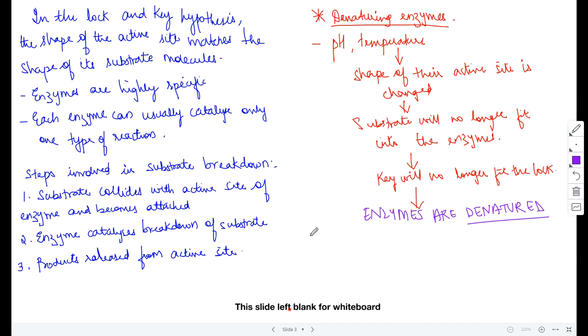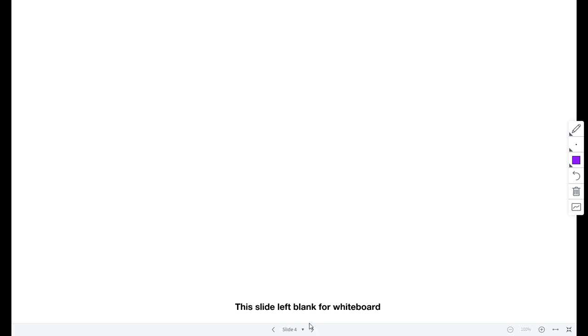Now we just saw here that pH and temperature, actually we should add concentration also, whenever these are getting affected, we have this denaturing of enzymes. Now we will see one by one how they are affecting the enzyme. The enzyme catalyzed reaction is calculated by measuring the rate at which a substrate is used up. Have you done rates of reaction earlier in chemistry? Yes. Very much similar to that.